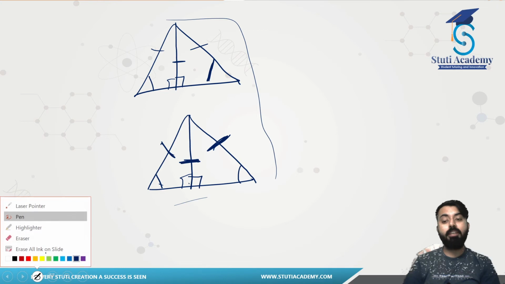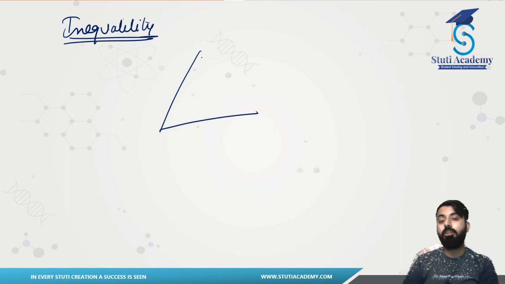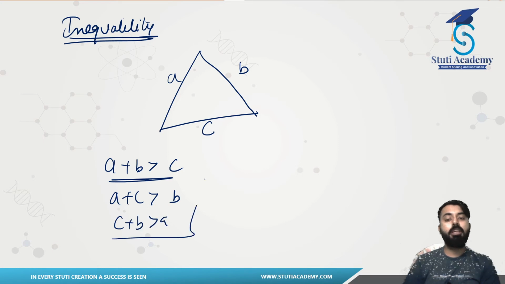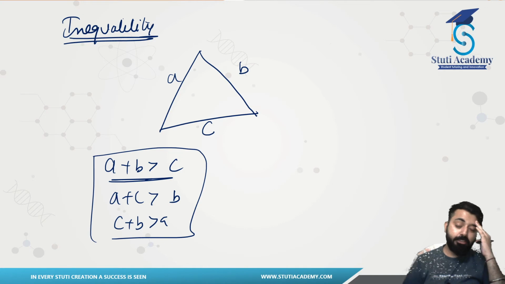And lastly, we had the concept of inequality in triangles. So I hope you guys already remember that. Inequality of triangles stated that sum of any two sides, if you are talking about a triangle whose dimensions are a, b and c, must be greater than the third one. That means a plus b should be greater than c, a plus c should be greater than b, and c plus b should be greater than a. And there we also learned that angle opposite to greater side is greater and side opposite to greater angle is greater. So these were the things that had been discussed in the earlier session.